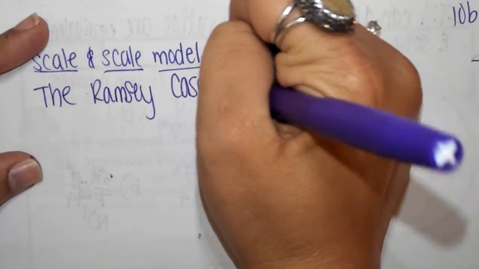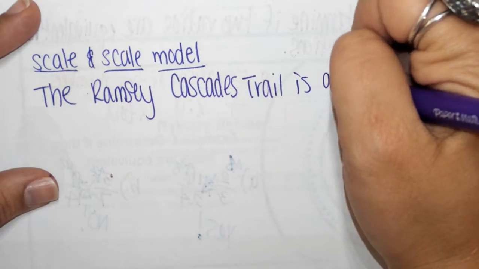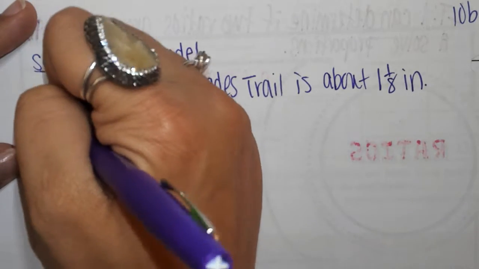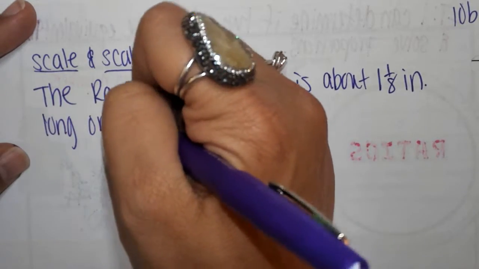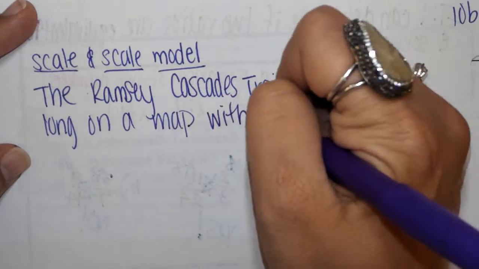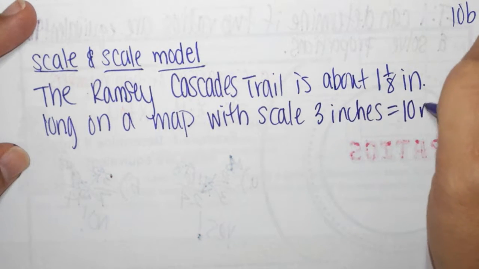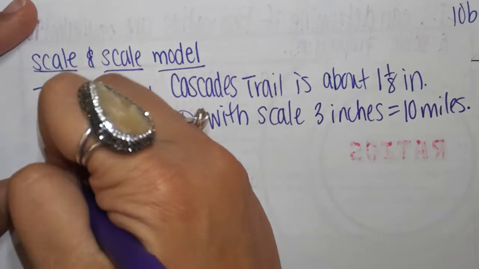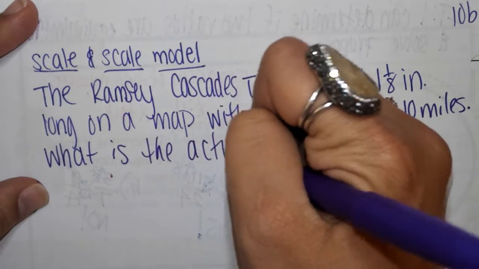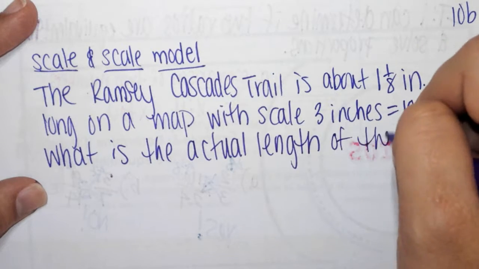So if I say that the Ramsey Cascades Trail is about 1 1/8 inches long on a map with a scale of 3 inches equals 10 miles, what is the actual length of the trail?